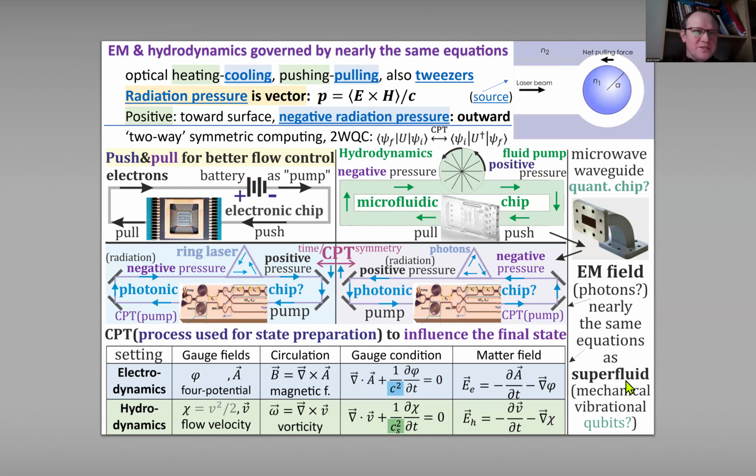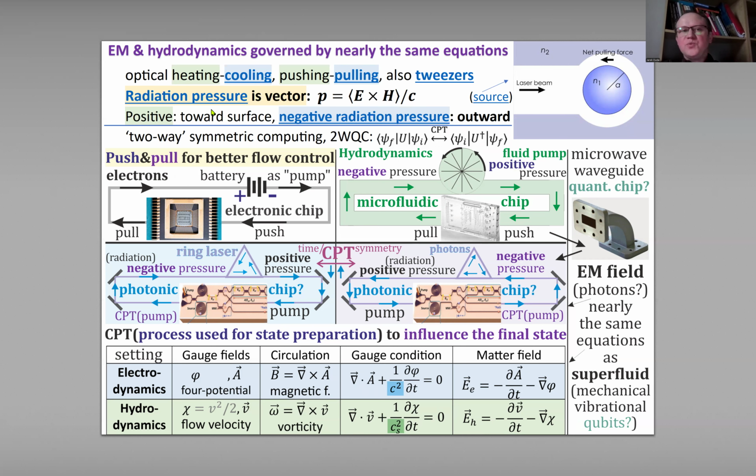Generally, electromagnetics and hydrodynamics are governed by very similar equations. So we can see that there is some analogy. The behavior should be quite similar, and we should be able to transfer some properties. For example, while we think of lasers as causing heating, it turns out there is also optical cooling. While naively a laser can only push a target, there are many ways to do optical pulling, also tweezers, which do both.